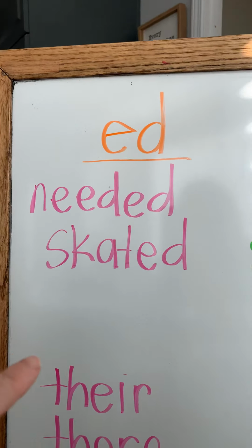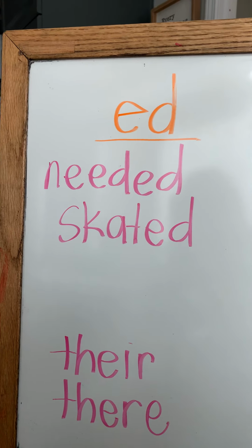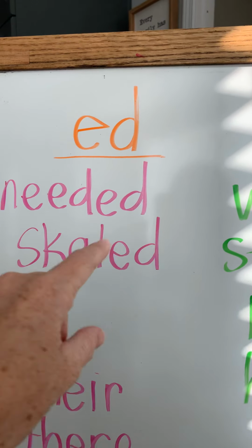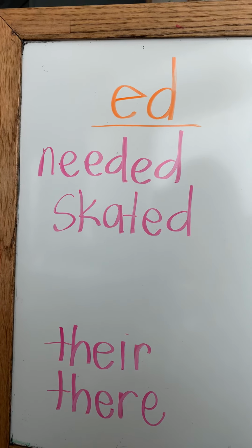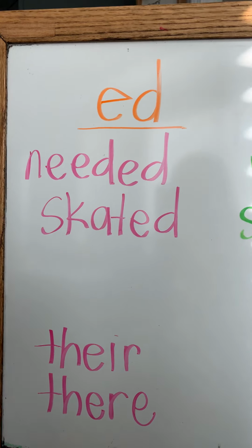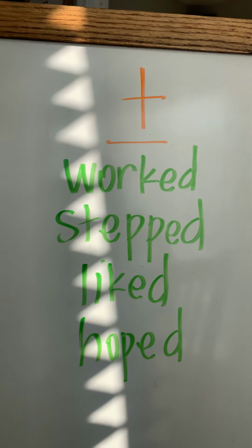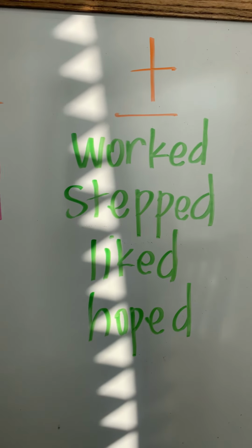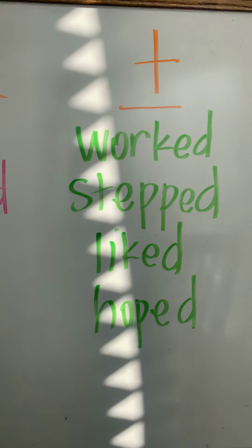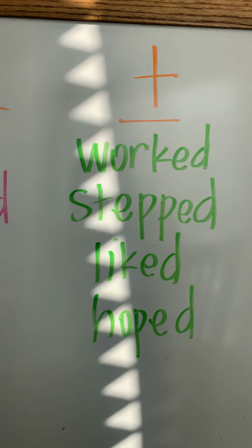So these 2 words say the ED sound. So needed, and skated. They both sound the same at the end, okay? They needed, ed. You hear the ed sound on the end, okay? These words sound like a T is on the end. So it's spelled with an ED, but it sounds like T. So worked, stepped, liked, hoped. It sounds like there is a T on the end.